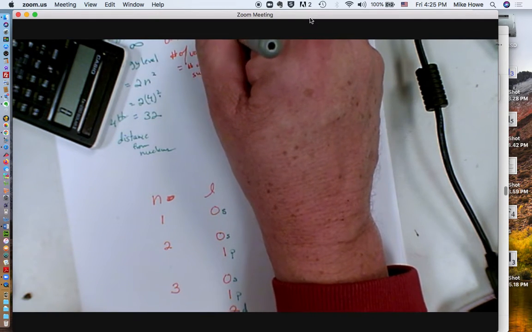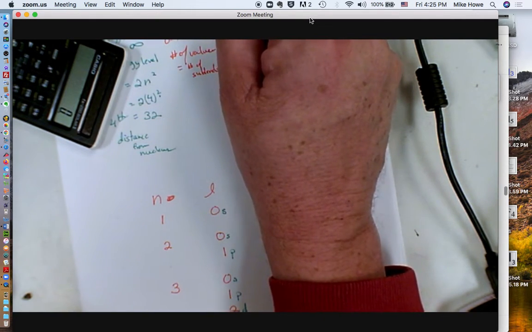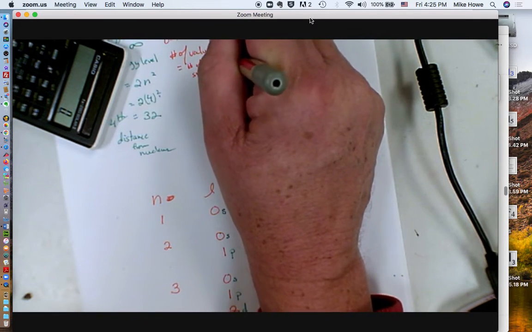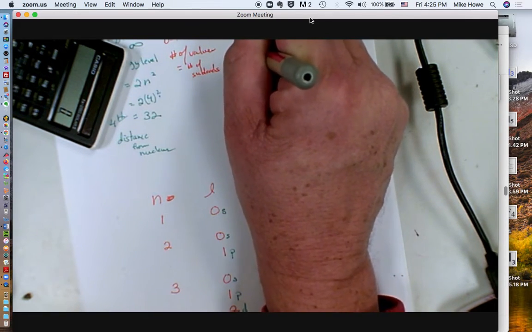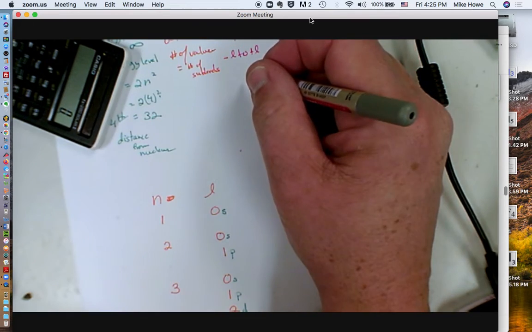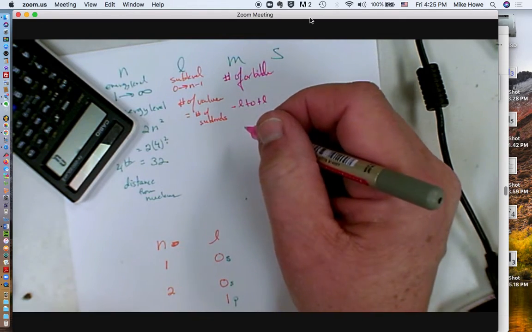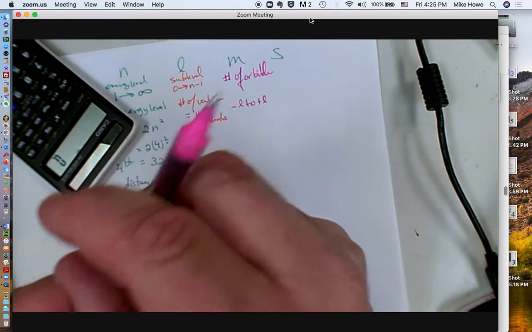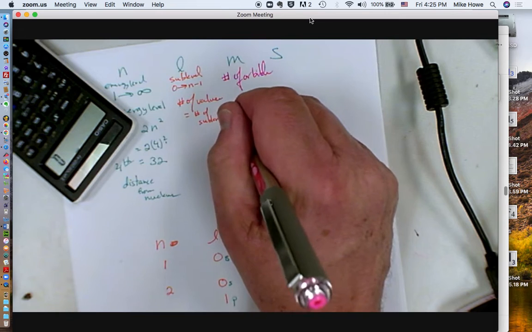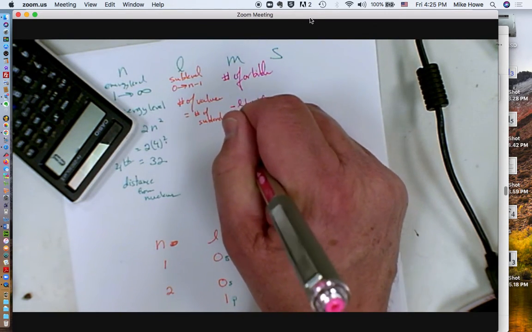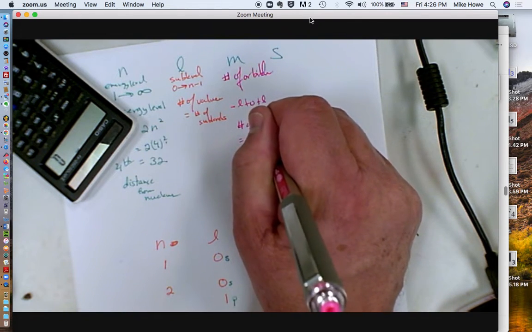Number of orbitals. It can have values from negative L to positive L, including zero. Now again, it's not the numerical value of the quantum number that makes a difference. It's how many values. So the number of values equals the number of orbitals.